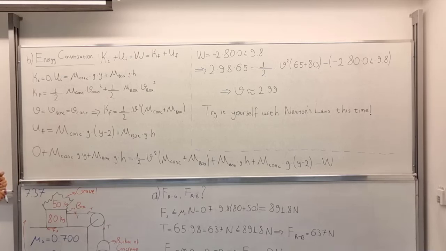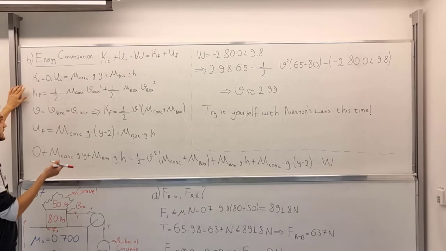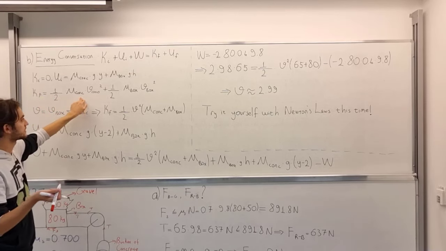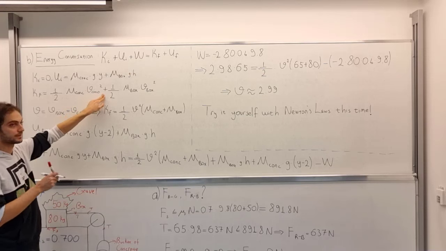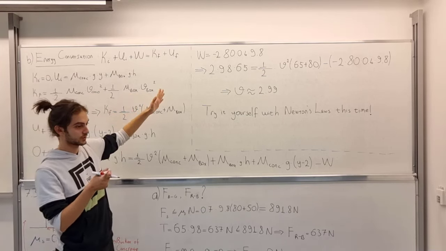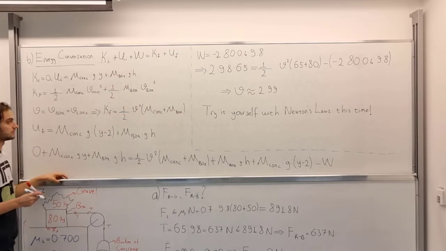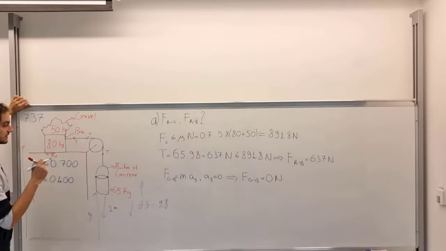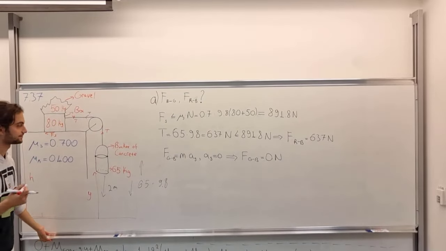Then we need to find, what do we need to find? Let's just continue with the final kinetic energy. We have 1/2 times mass of concrete times V concrete squared plus 1/2 mass of box times V box squared, right? So for this one we need to simplify things, right?